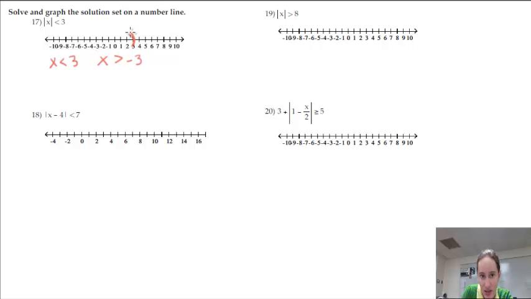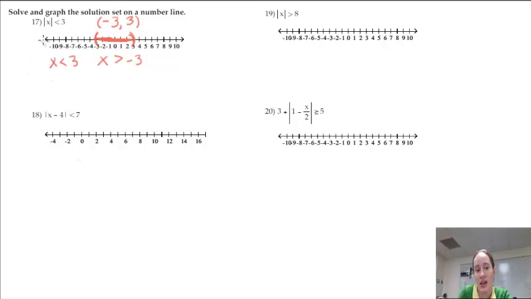So it's less than 3, which means we'll shade to the left of 3, but it's greater than negative 3, so we'll shade to the right of negative 3, which means they meet in the middle. This doesn't say to do interval notation, but let's do interval notation. I'll make sure that it is very clear on the test whether or not you need to do it. The interval notation here is that x is between negative 3 and 3, so there it is.